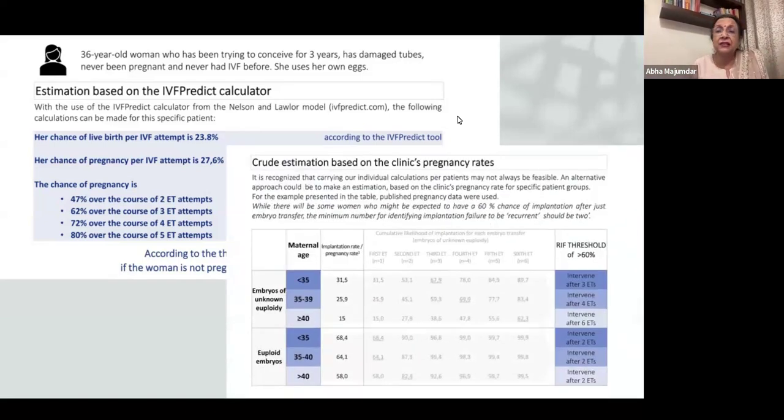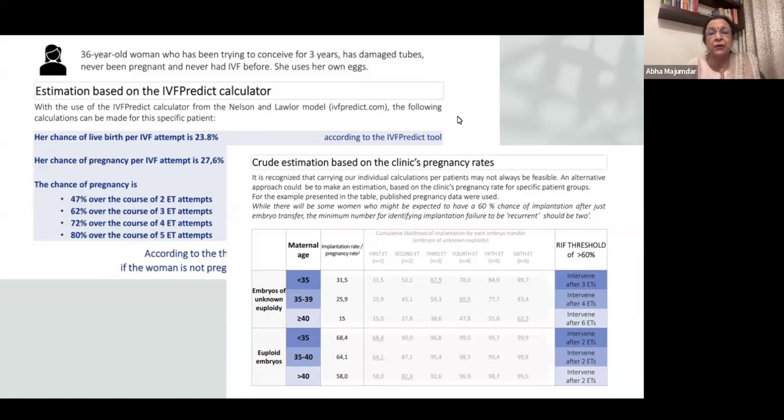Now, everyone doesn't have the tool. So what gross things can you see? It is recognized that carrying out individual calculations per patient may not always be feasible. An alternative approach could be to make an estimation based on the clinic's pregnancy rate. And when we say clinic's pregnancy rate, you see whether that rate is achieved by 2 embryo transfers or 1 embryo transfer for specific patient groups. For example, presented in the table, published pregnancy data were used.